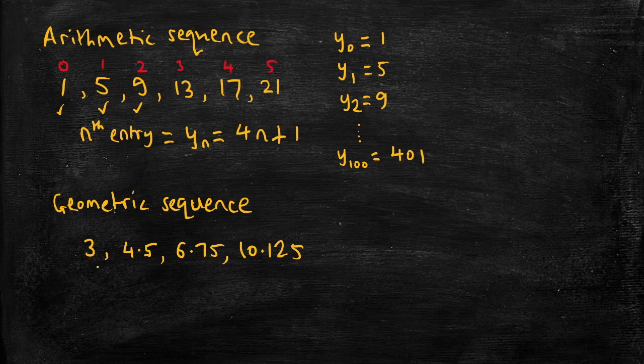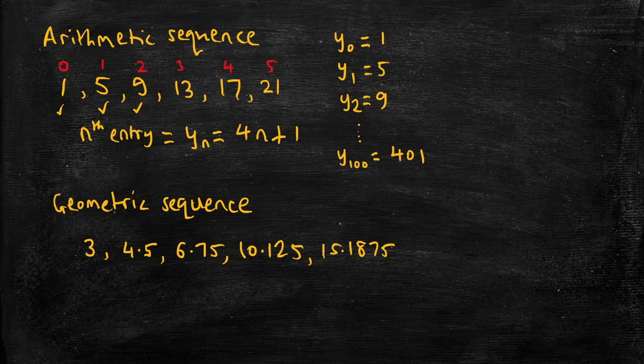The geometric sequence has a fixed multiplier instead of a fixed step. So the multiplier in this case is 1.5, because if we multiply 3 by 1.5 we get 4.5, if we multiply 4.5 by 1.5 we get 6.75, if we multiply 6.75 by 1.5 we get 10.125, and if we multiply 10.125 by 1.5 we get 15.1875.